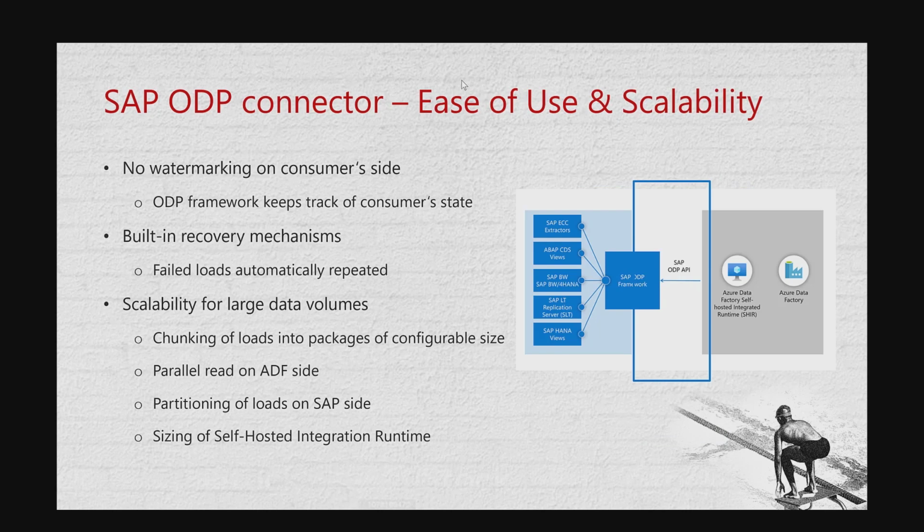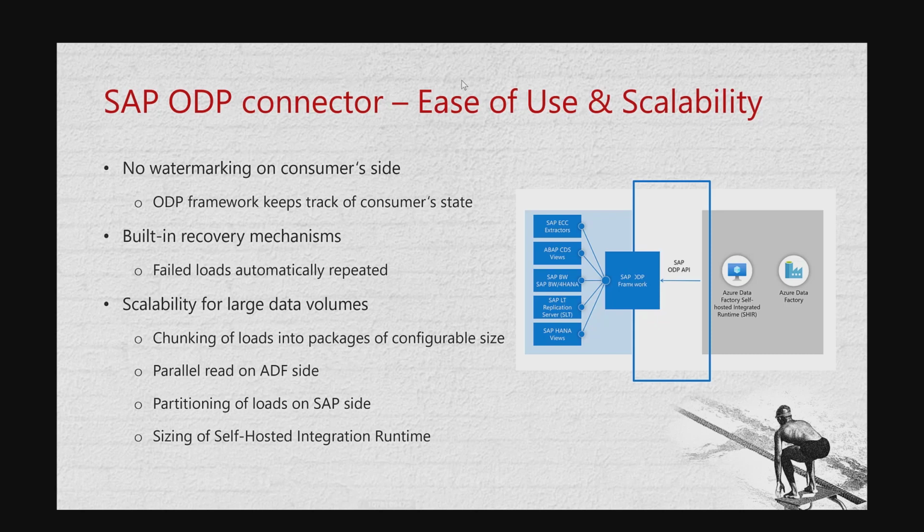And the last key benefit we had on the initial slide was ease of use, robustness, and scalability. I already mentioned some of these aspects, but let's go over them again. First of all, there's no watermarking required on the consumer side. Consumption of a change feed, of a delta stream, is very, very simple. You basically say, I want to subscribe to a delta feed, and because the ODP framework keeps track of your state, because it knows its consumers, and that's part of the protocol.